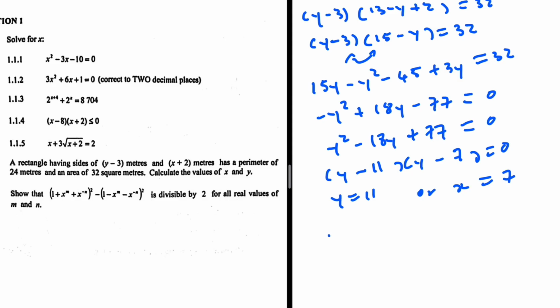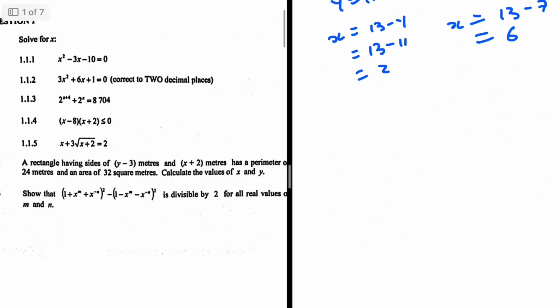But we know that x is equal to 13 minus y. So this is going to be 13 minus 11, which is equal to 2. Okay. And then x is equal to 13 minus 7, so this is equal to 6. So there we go. We have x and y. Right. 1.2.